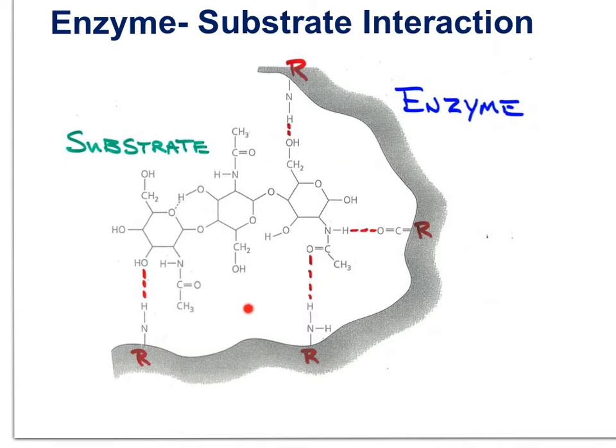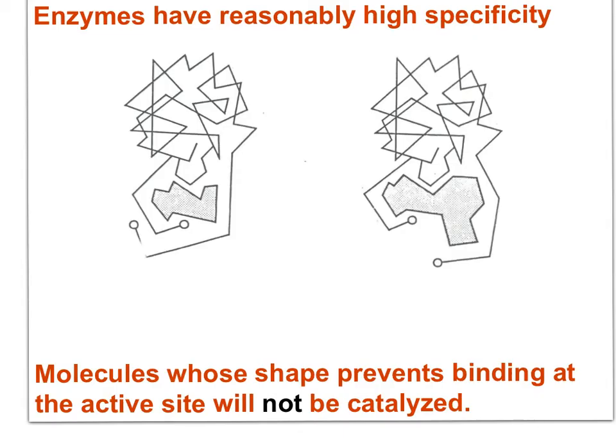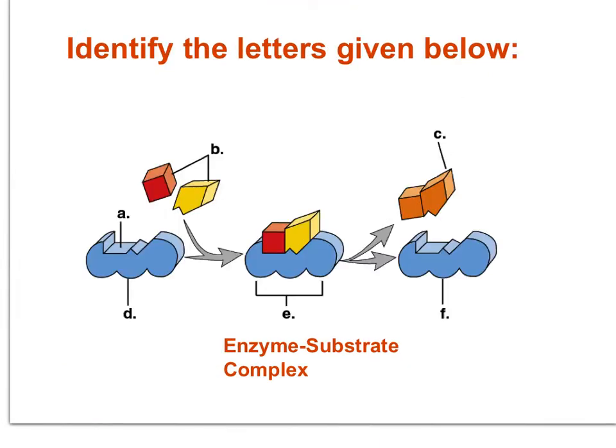Now, the substrate joins the enzyme through the random collision of the substrate with the active site. The shape of the active site and the precise positioning of the R groups provides for the enzyme substrate specificity. Enzyme substrate specificity is important to the proper functioning of the enzyme to accelerate the reaction. Molecules whose shape prevents proper binding at the active site, as you can see here and here, will not be catalyzed.